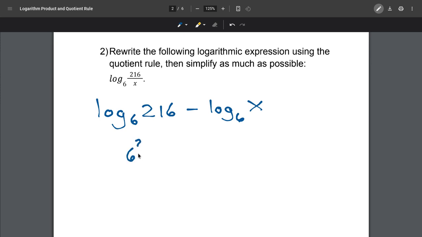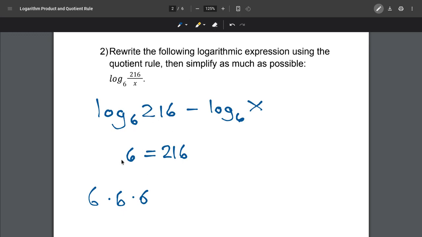Now, to figure out what log base 6 of 216 is, another way to think of that is 6 to what power equals 216? Well, 6 times 6 is 36. Times 6 again is 216, so 6 to the third power would equal 216. So log base 6 of 216 is going to be 3.